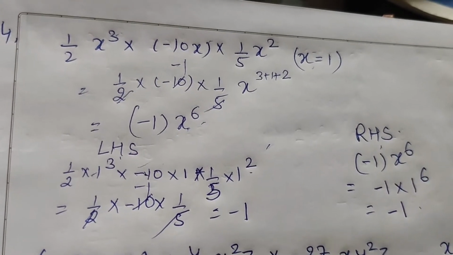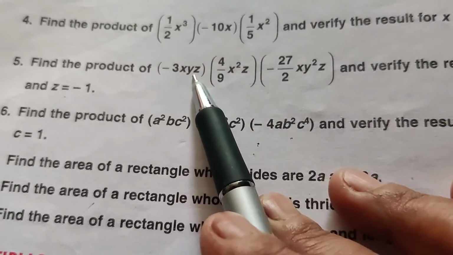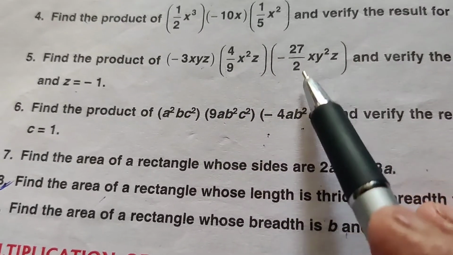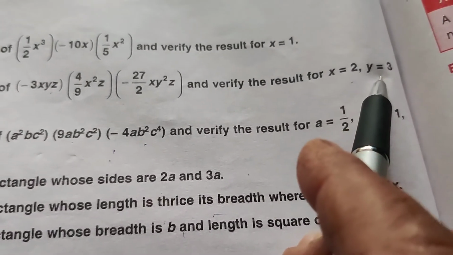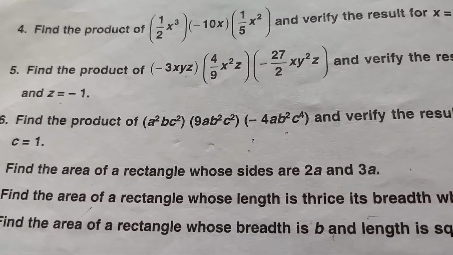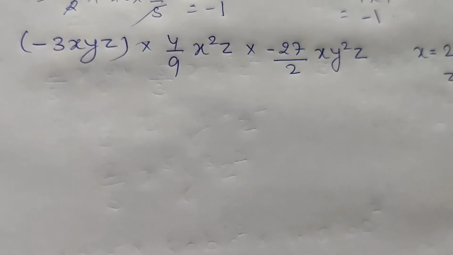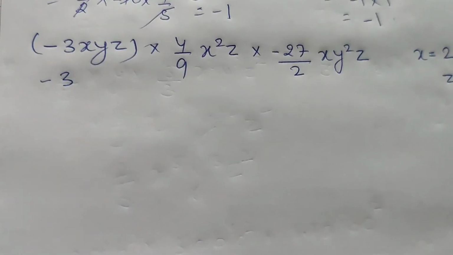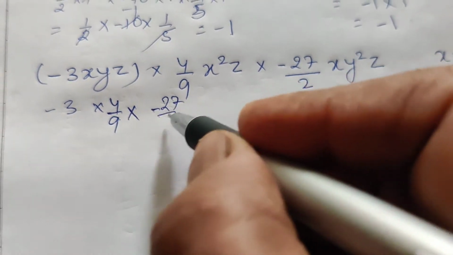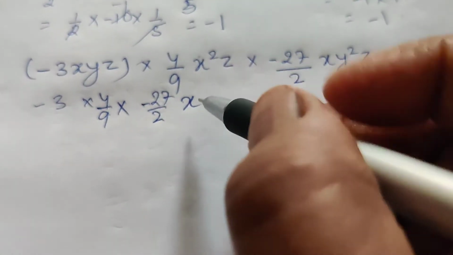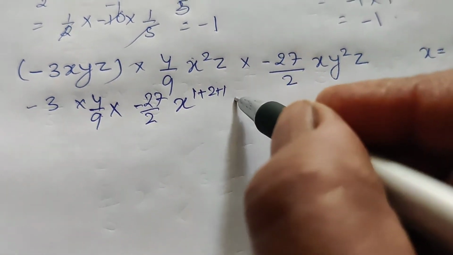Now question number 5. Find the product of minus 3xz, 4 by 9 x square z and minus 27 by 2 x y square z, and verify the result for x equal to 2, y equal to 3 and z equal to minus 1. First, the product of these three numbers: minus 3 into 4 by 9 into minus 27 by 2. And the power of x, 1 plus 2 plus 1. And y, 1. Here is 1 power and here is 2.